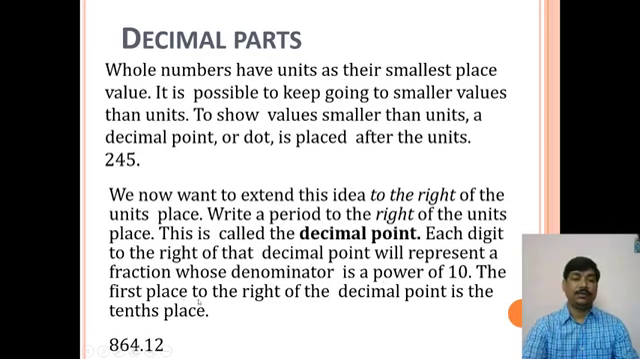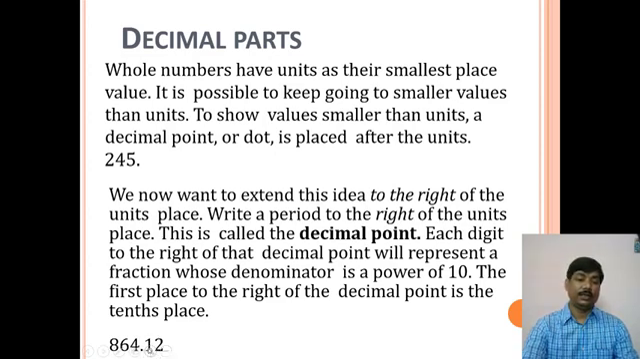The first place to the right of the decimal point is the tenths place. For example, here the digit 1 is just after the point. So this 1 will be at the tenths place. The next place is the hundredths place.